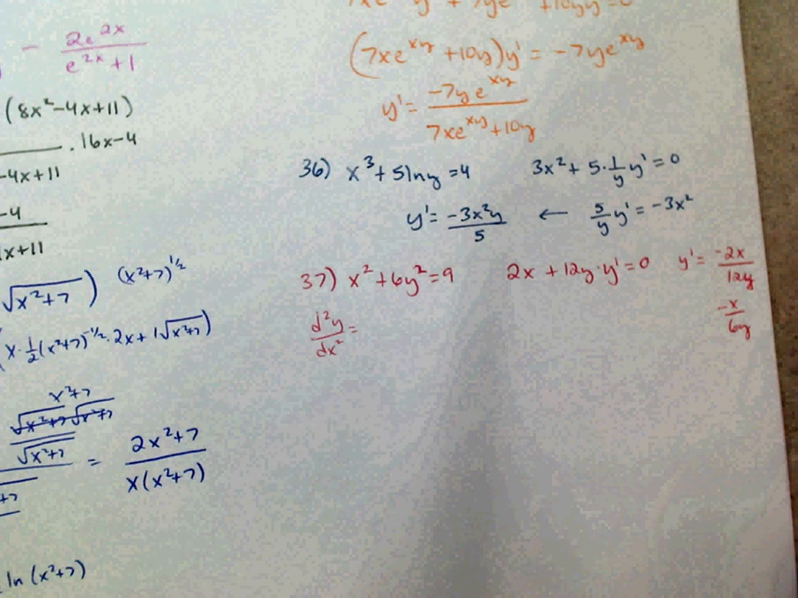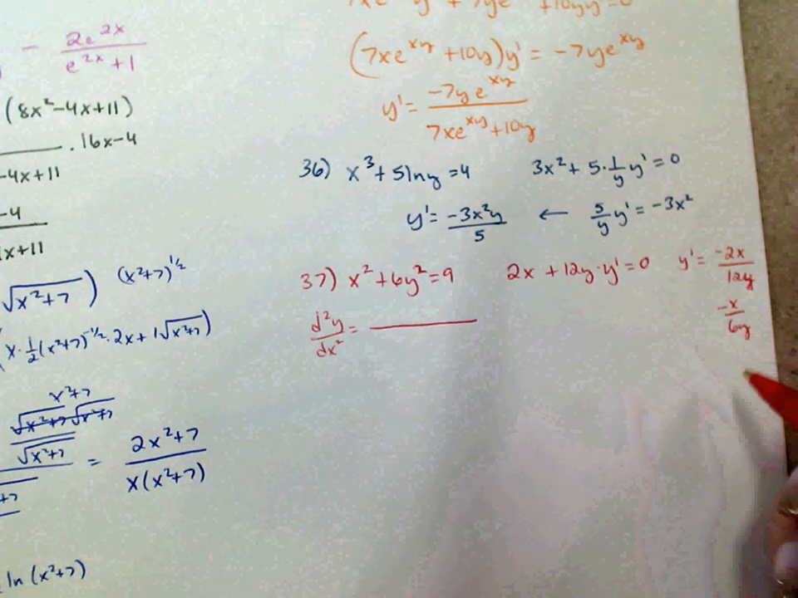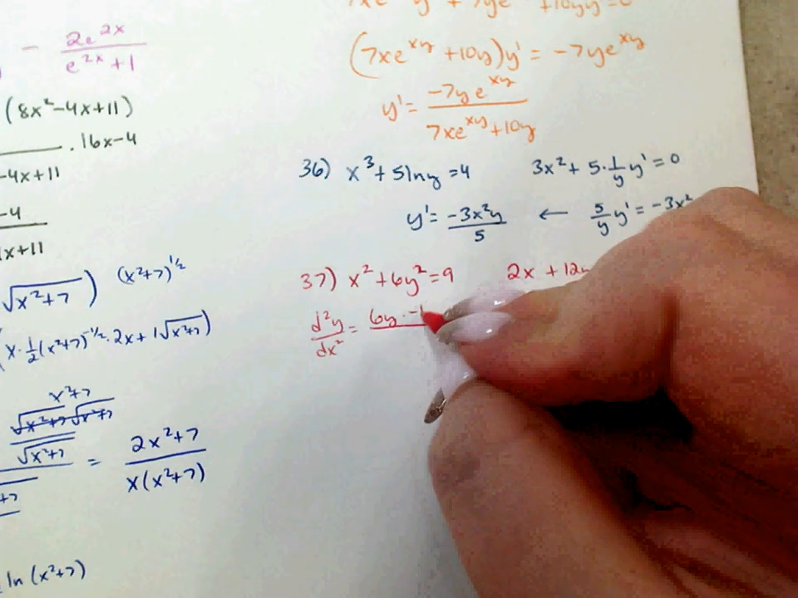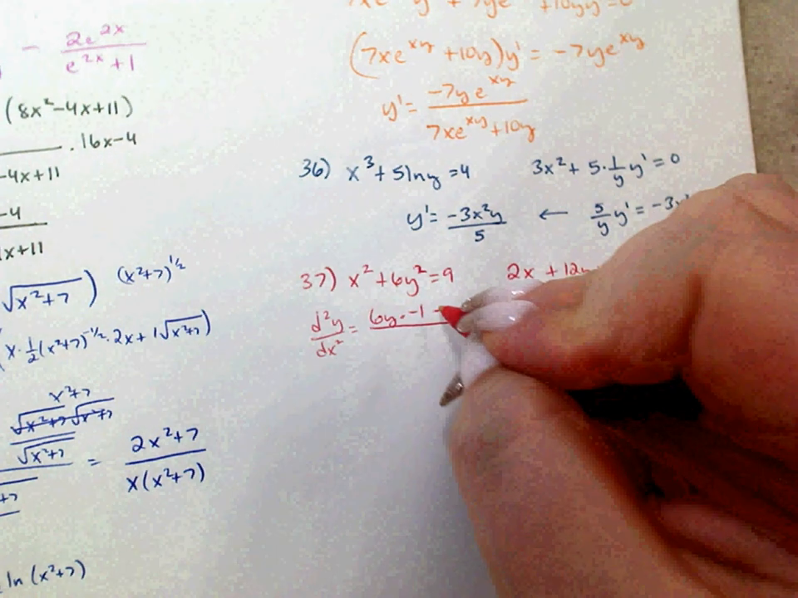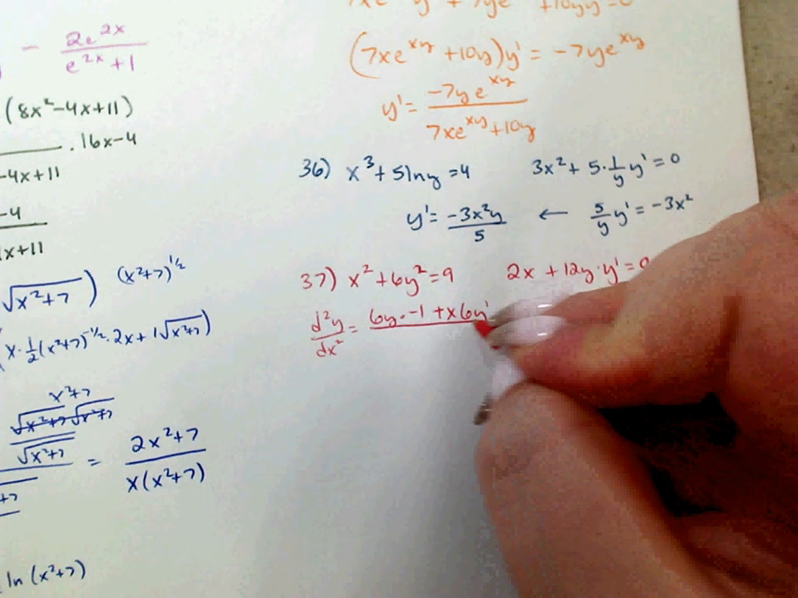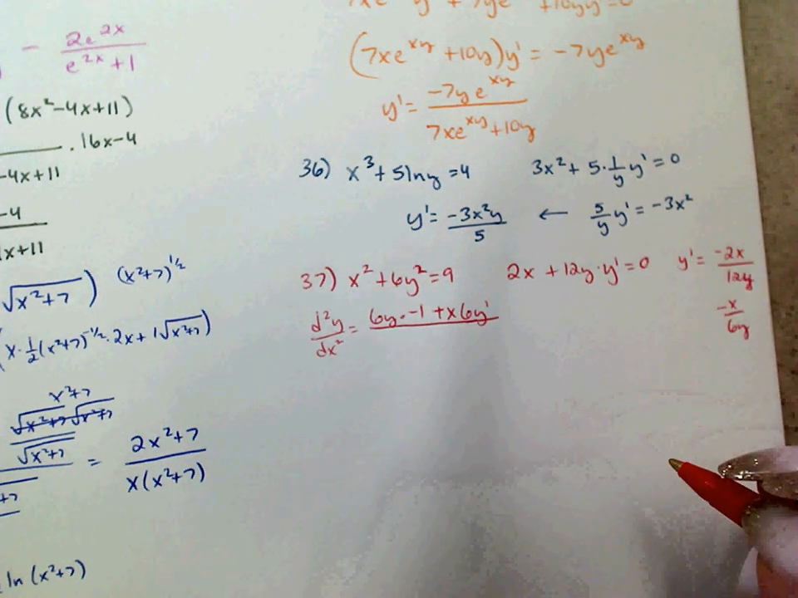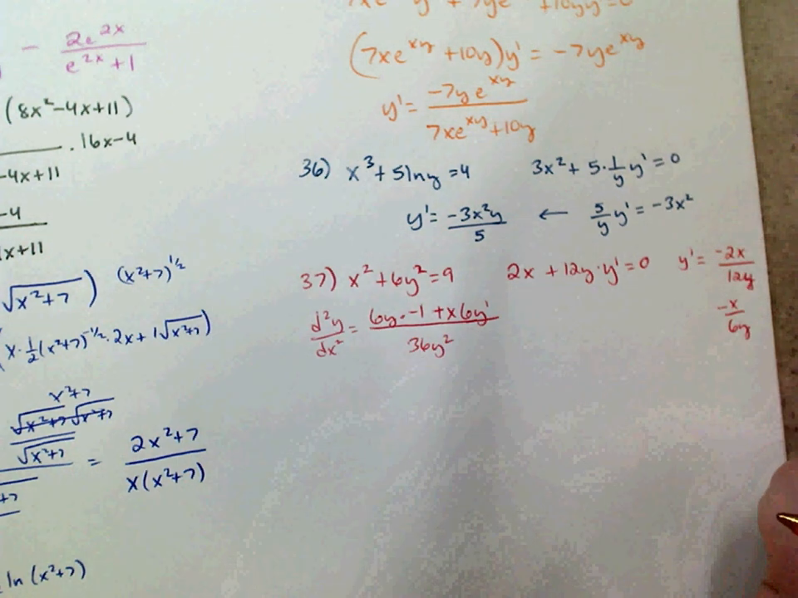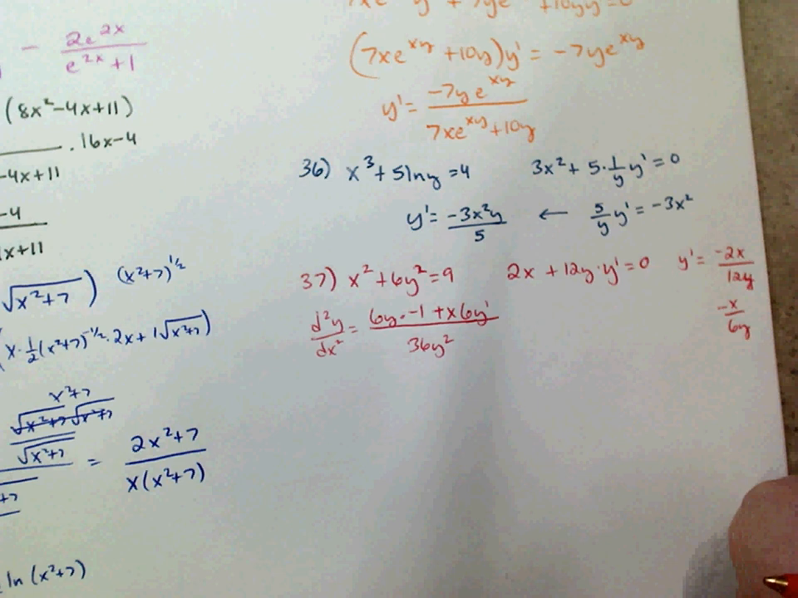So I'm going to have to use quotient rule. Low, 6y, d high, the derivative of negative x is negative 1, minus high, which is, so that's going to be plus x times d low, which is 6y prime, all over low, which is 36y squared. But the thing about it is that I cannot have y prime in my second derivative.